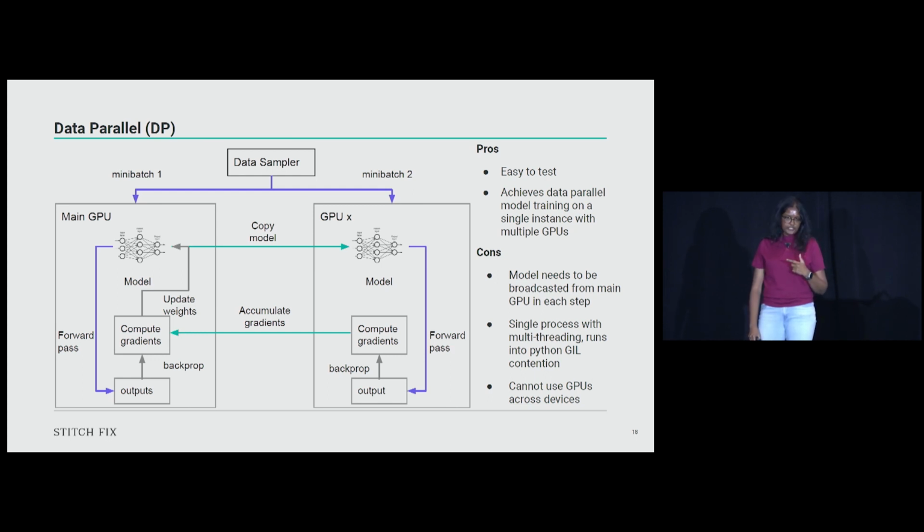But there are some significant cons to this approach. The model needs to be broadcasted for every forward pass. And if your model is huge, or even of a reasonable size, this adds a lot of latency and takes away from the benefit you get from parallelization. The entire process is also orchestrated as a single process with multi-threading. So there's only one process that's splitting the batch, orchestrating the forward pass on each GPU, and then accumulating gradients. Because of Python's GIL contention, you really don't get a lot of benefit because of the way this is orchestrated.